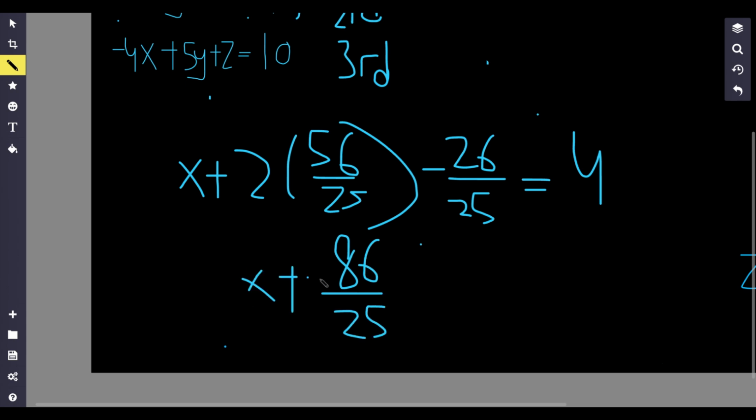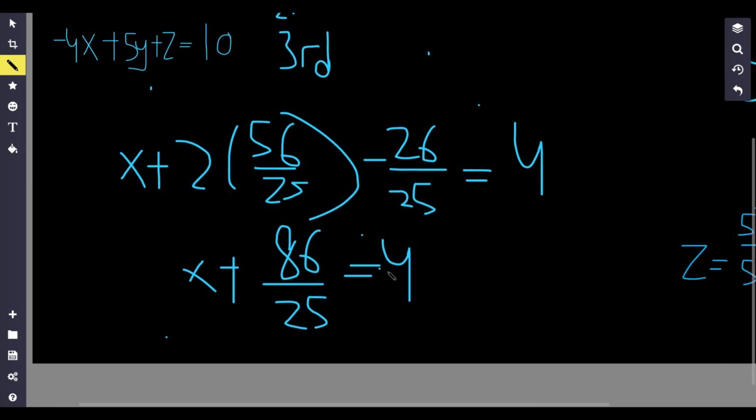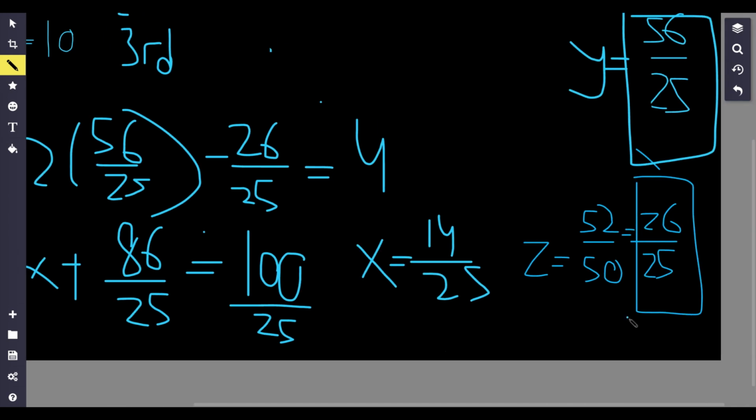x plus 86 over 25 equals 4. We can rewrite 4 as 100 over 25. So subtracting both sides by 86 over 25, we get x is equal to 14 over 25. And there's our answer.